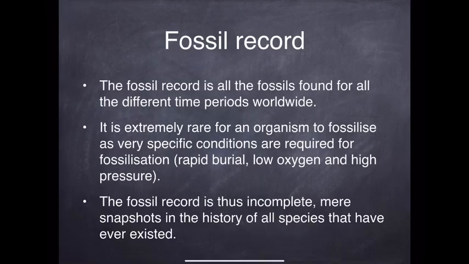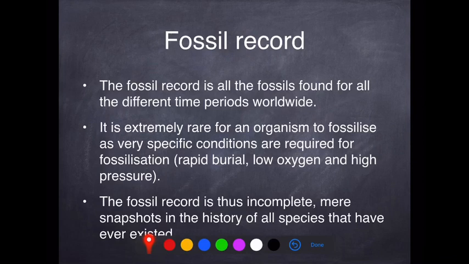Okay, so the fossil record is all of the fossils from the entire world, from the earliest example that we have to the most recent example. Notice that they are merely snapshots in history, and this is because the conditions required for fossils to form are quite specific. There must be rapid burial with low oxygen, high pressure, and no decomposition taking place. That's quite rare, and so therefore our fossil record is incomplete.